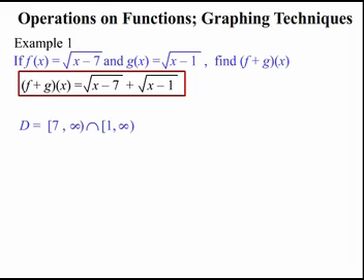Well, the domain of the first one would be 7 to infinity, because if we put any number less than 7 in, we'll take the square root of a negative number. We can't do that. And likewise, the second one, 1 to infinity, for the same reasons. What do they have in common? Well, they have in common the numbers 7 through infinity, so that is going to be the domain of f plus g of x.